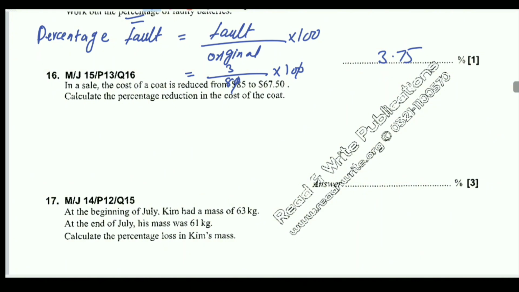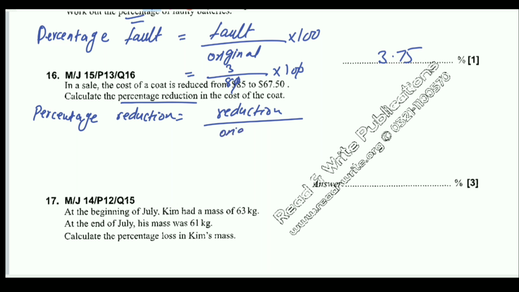is the answer. So next question, in a sale the cost of a coat is reduced from $85 to $67.50. Calculate the percentage reduction in the cost of the coat. So we have to find the percentage reduction. The percentage reduction formula will be used: reduction over original multiplied by 100. So how to find the reduction?